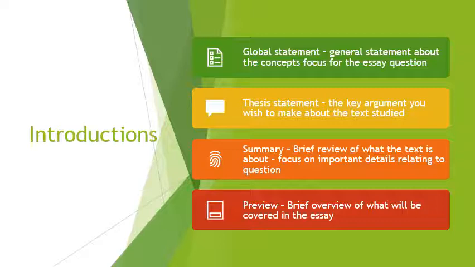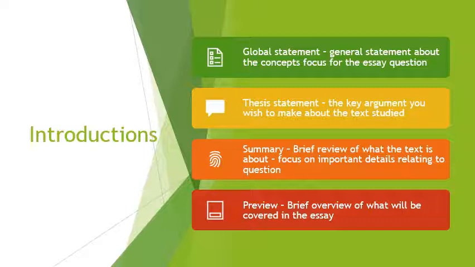Make sure that you are being specific in regards to the text at this point. So, for example, if you are doing the novel Jasper Jones, you would make sure that your thesis statement is specific to Jasper Jones and highlighting the key concept or concepts that you wish to discuss in relation to that text. Your next sentence should be a summary, which is a brief review or overview of what the text is about. But this shouldn't just be any old plot summary.